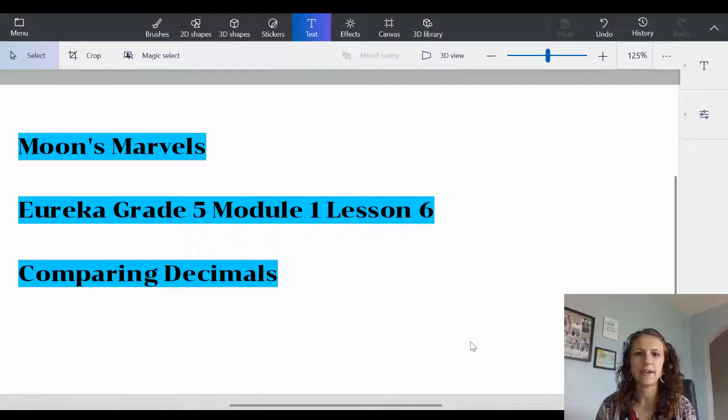Hi friends, we are here to go over what is talked about in Eureka Grade 5, Module 1, Lesson 6, regarding comparing decimals in various forms.